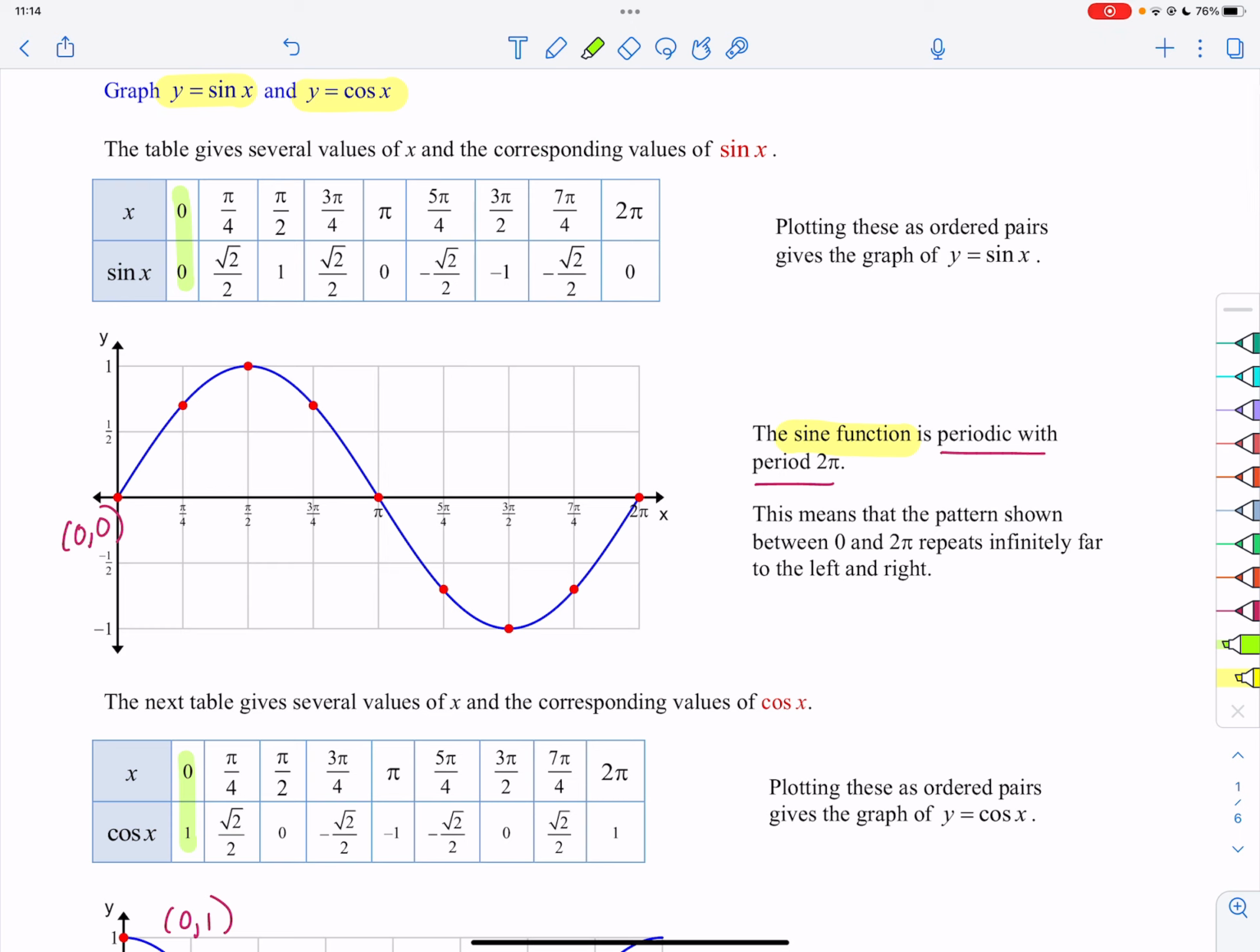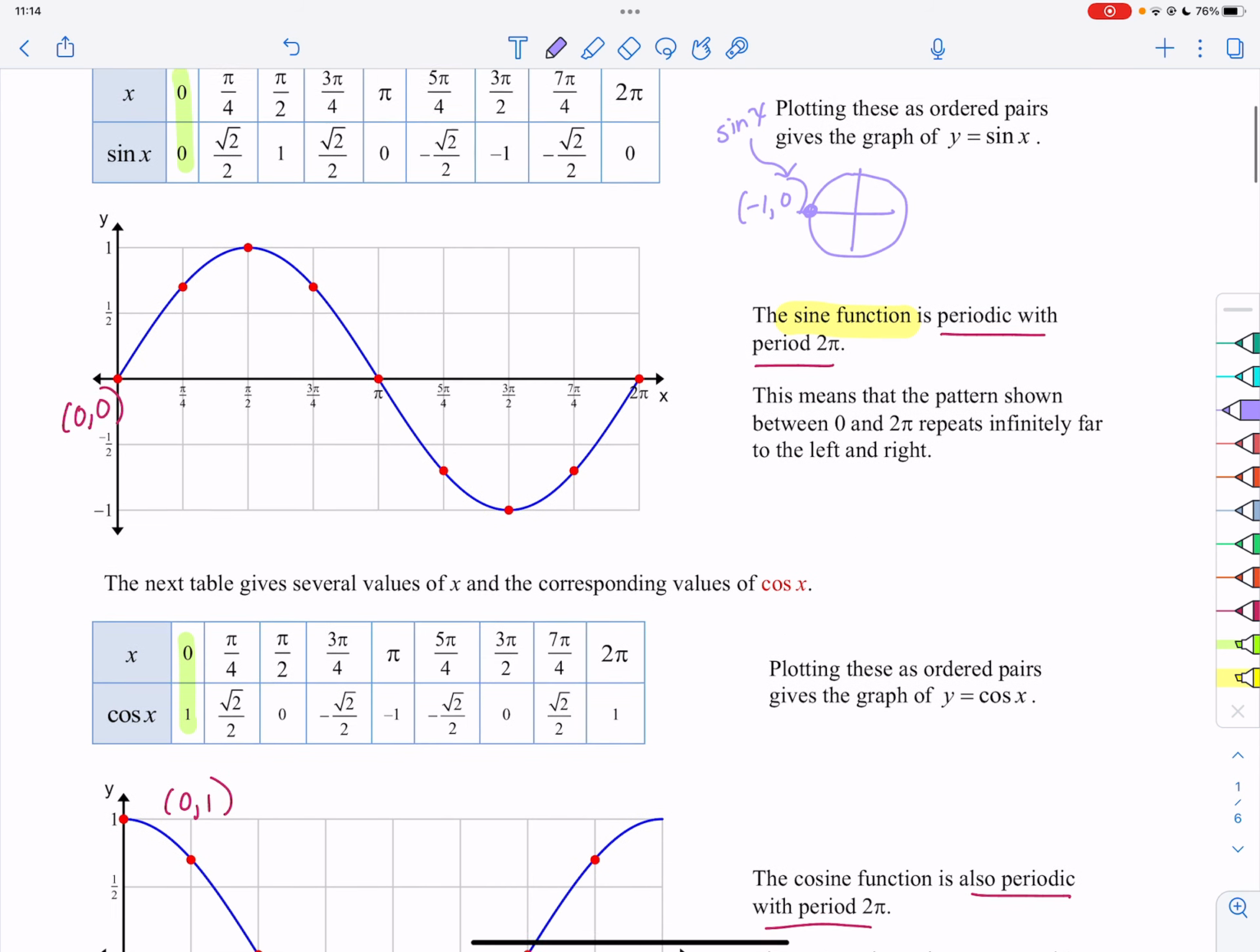We can also see that the sine of pi is equal to 0, and you might think about the unit circle and being at pi, and the sine is the y value. So this would be the sine of x, and that would be 0. Okay, and x would be pi.